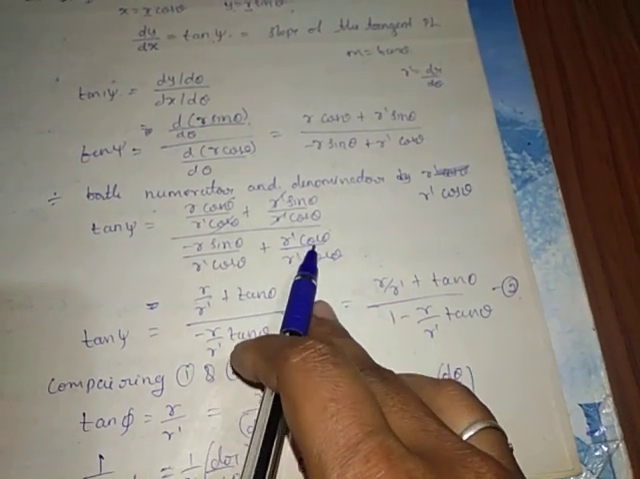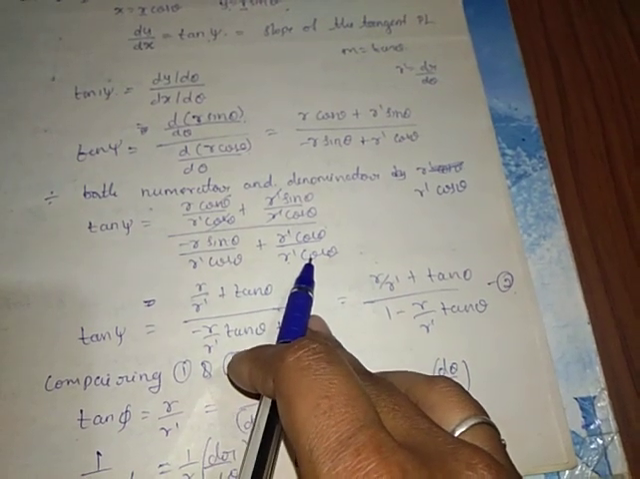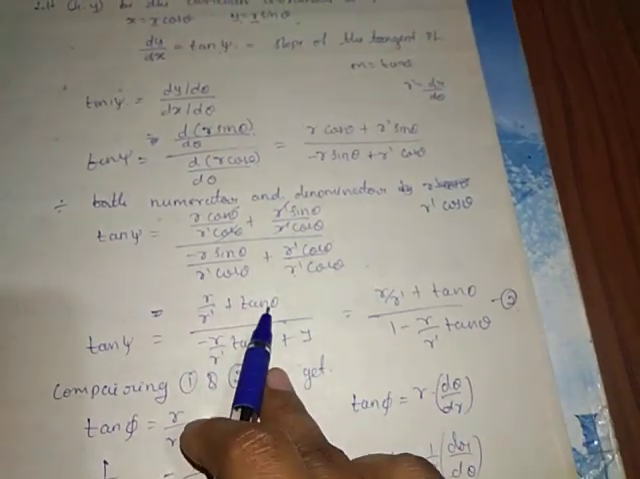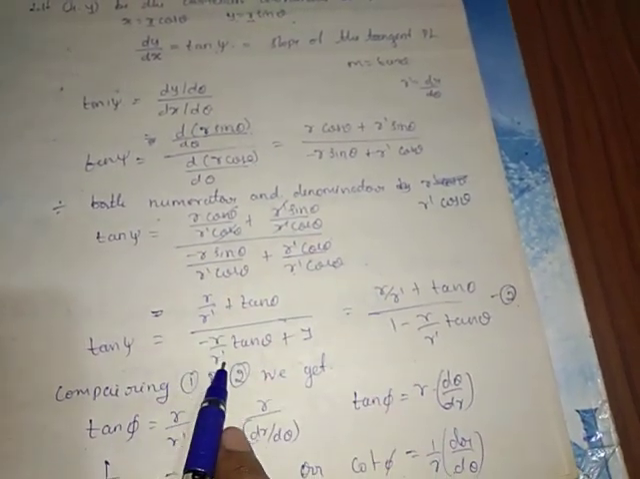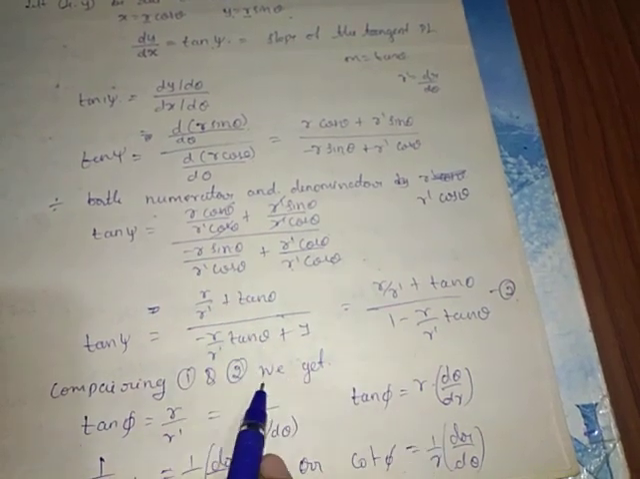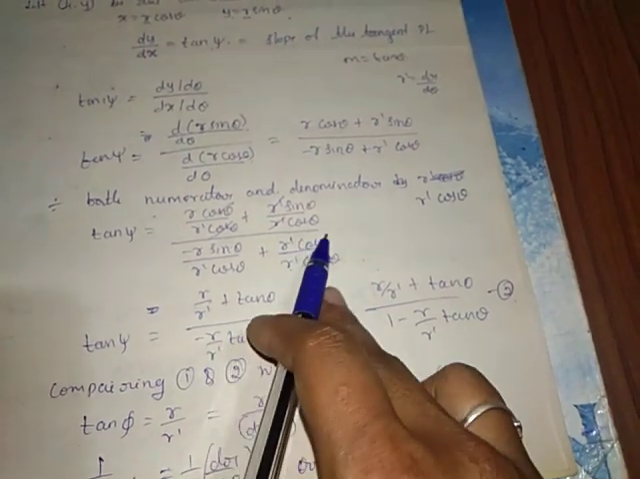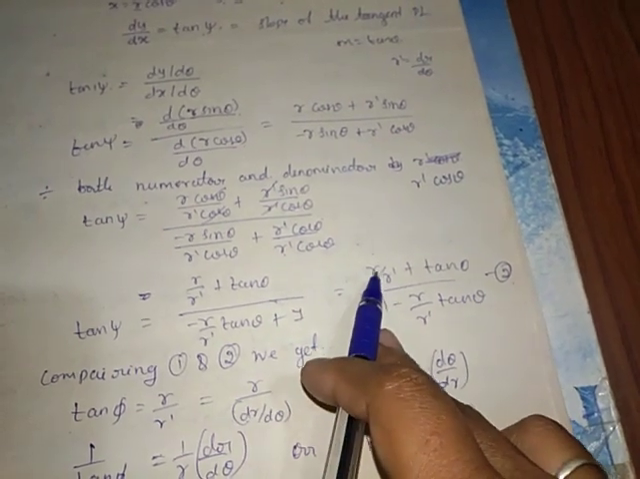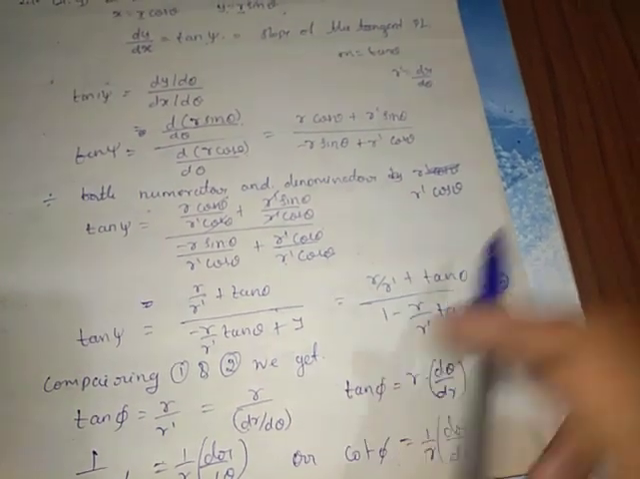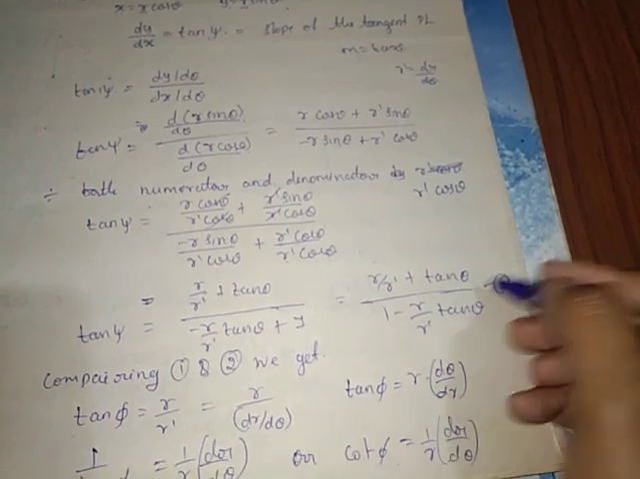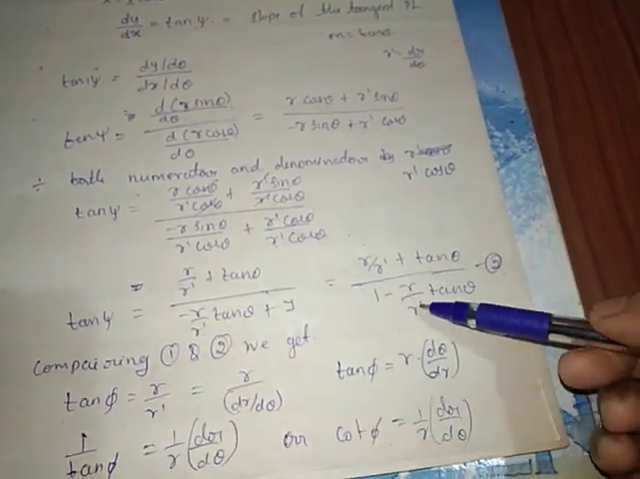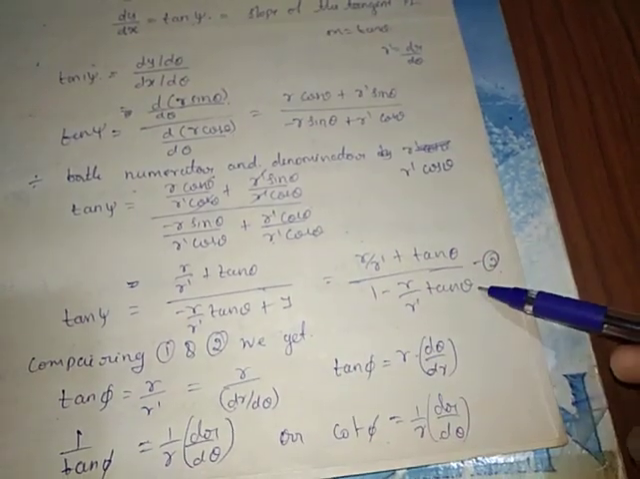So if all the terms are cancelled, the remaining term is 1. Here r by r dash times sin by cos is tan theta, and minus r by r dash times sin by cos is tan theta. The term is cancelled, the remaining is 1. So we can write it as r by r dash plus tan theta, the whole divided by 1 minus r by r dash into tan theta.